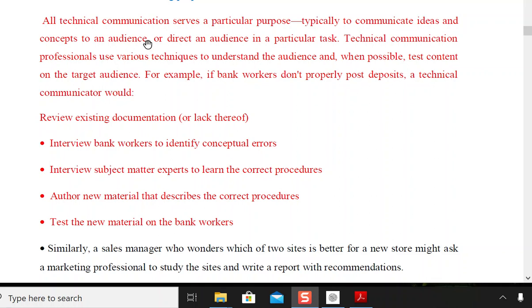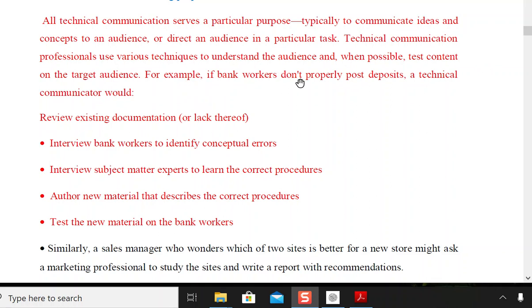Fine. Going next: or direct an audience in a particular task. Clear? I mean, direction is also the purpose. Technical communication professionals use various techniques to understand the audience and, when possible, test content on the target audience. I mean, they compose that content and then they test and evaluate.